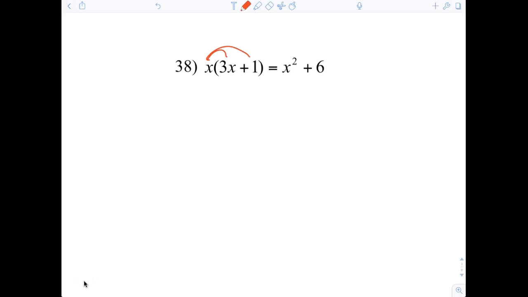All right? Now, when you do that, you're going to get what? 3x squared plus x equals x squared plus 6. Is everybody good with that? Now you have to set it equal to 0. Make sure you understand this because it's not necessary to write this step. You should be able to look at that and just say what? 2x squared plus x minus 6 equals 0.